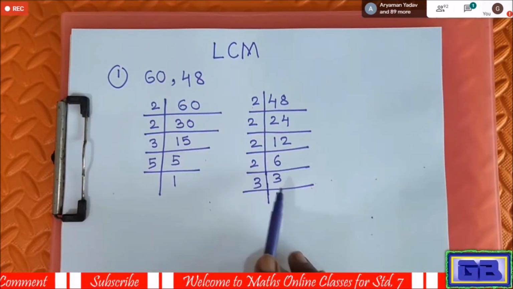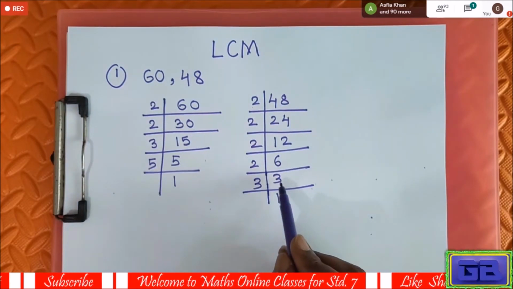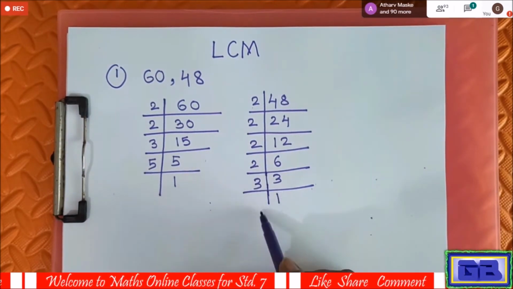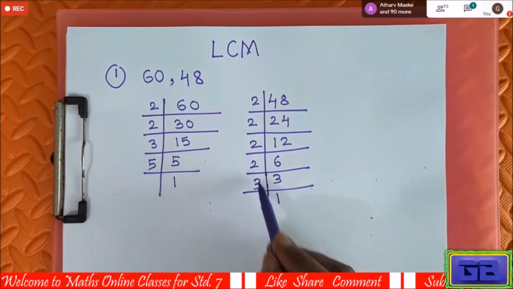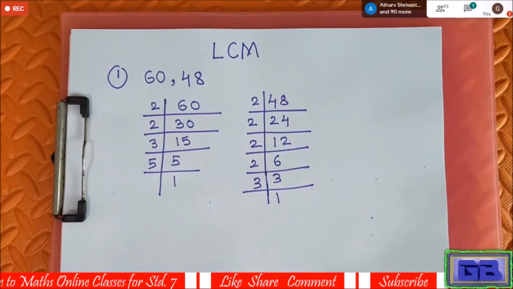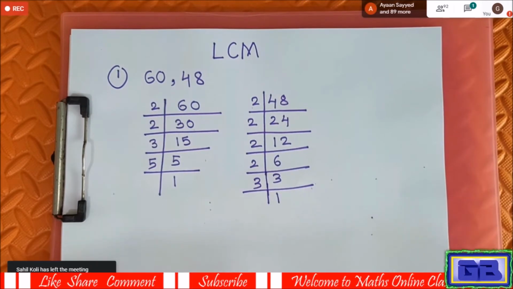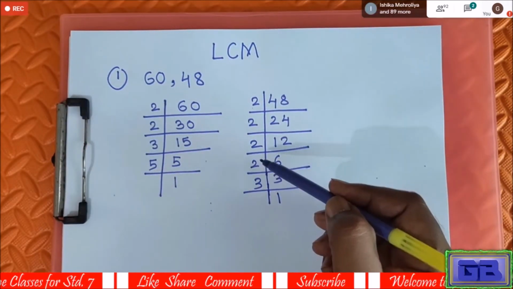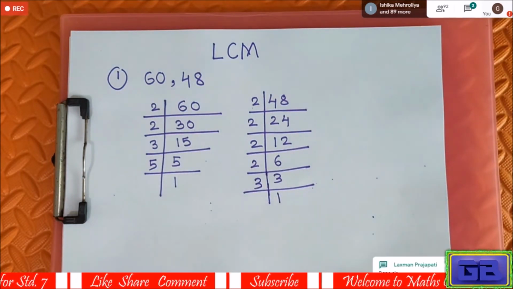You can take 3 to the 6 also, but when 3 to the 6 comes, again here 2 1s are 2 you have to write, so only the numbers will come up and down. Both ways are correct. Yes, sir. Now we will take factors. We will see which are the common factors first.